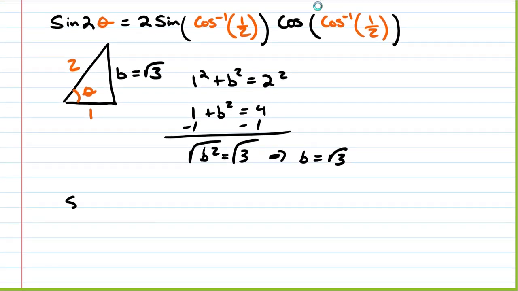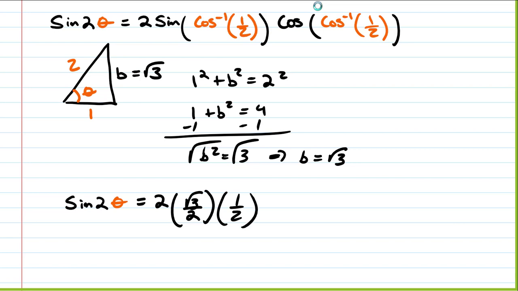So finally, we get that the sine of 2 theta is equal to, well, we need the sine of this. So sine is opposite over hypotenuse. So we have 2 times root 3 over 2 times the cosine, which is just going to be 1/2. And you'll notice for the cosine, since it was in the range, they just canceled out. And we end up with root 3 over 2.